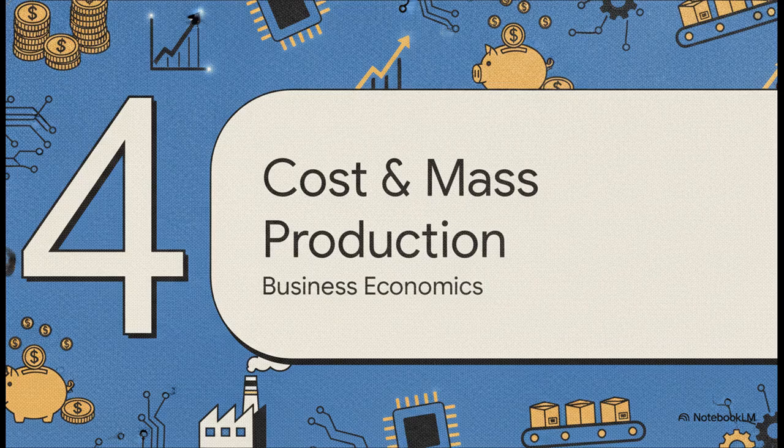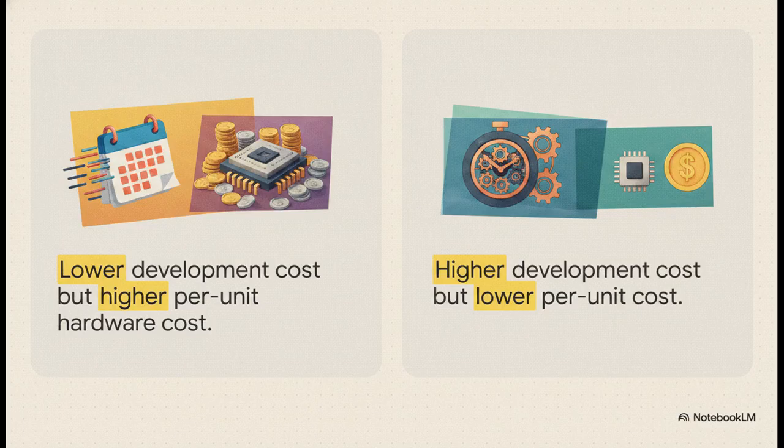Which brings us to section 4, cost and mass production. Let's talk economics. This right here is the ultimate business trade-off. It's classic. Linux gets you to market faster because the dev environment is rich and the drivers are good to go, meaning your upfront engineering costs drop. However, it needs those expensive application processors. FreeRTOS is going to demand way more engineering time up front to build out all those low-level configs, but it lets you use incredibly cheap microcontrollers when you start scaling up.